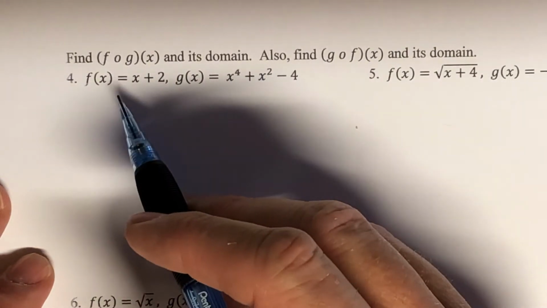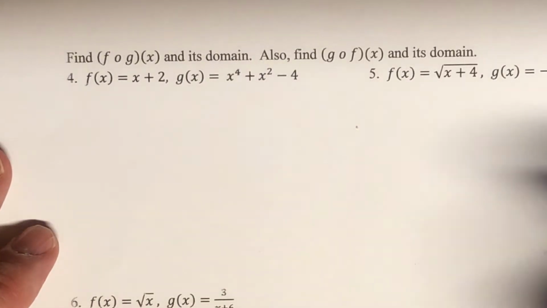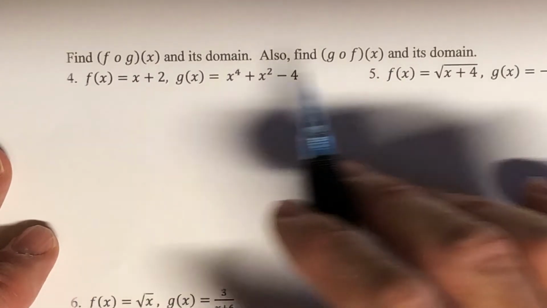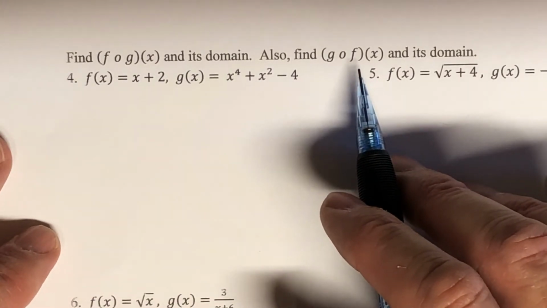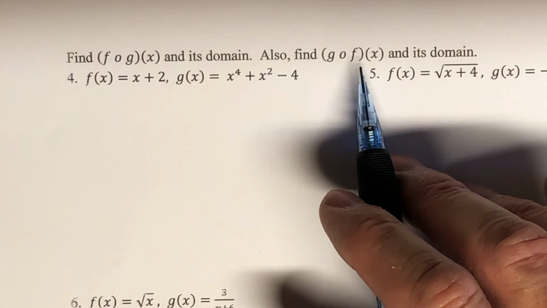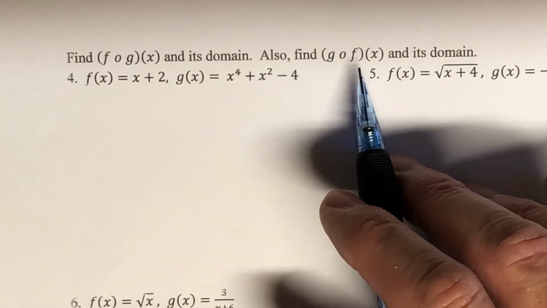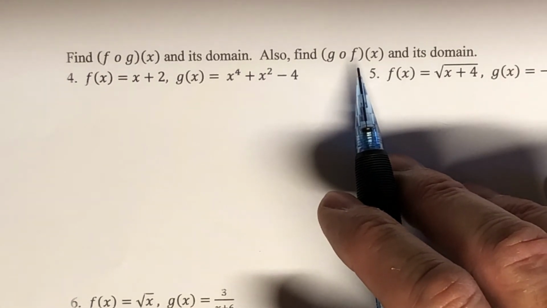First of all, in this first one here, let's just go ahead and figure out, as the directions say, F circle G and G circle F, and then I'll talk about what the domain is going to be and how to figure that out, okay?